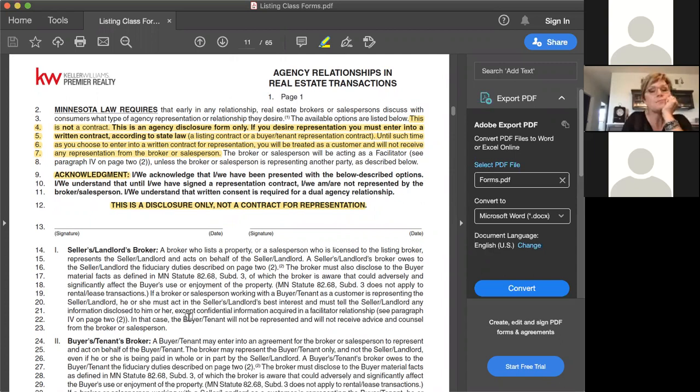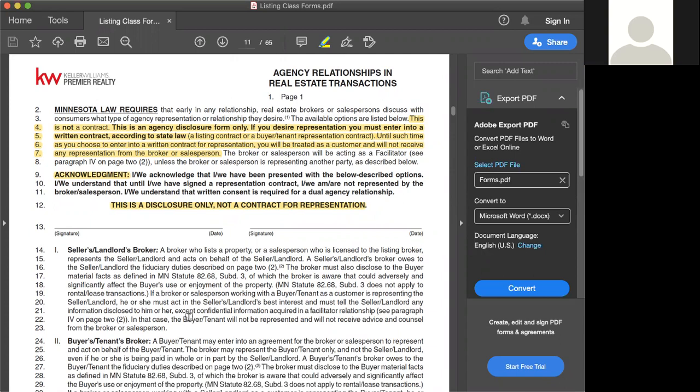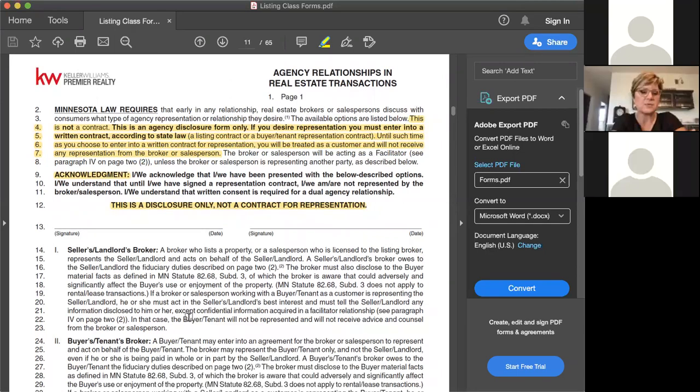Okay, so the first form, which is obviously the most important form, and we tell you this all the time, is your agency relationships form. You should always be presenting this form at your first, what they call first substantive contact with your clients. So if you're sitting down to do a listing, you shouldn't be doing this form at the same time, because hopefully you've already had this form signed, right?